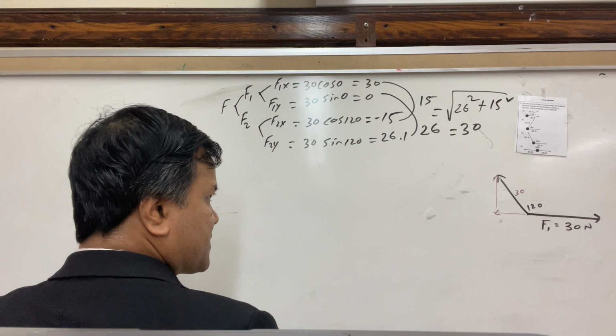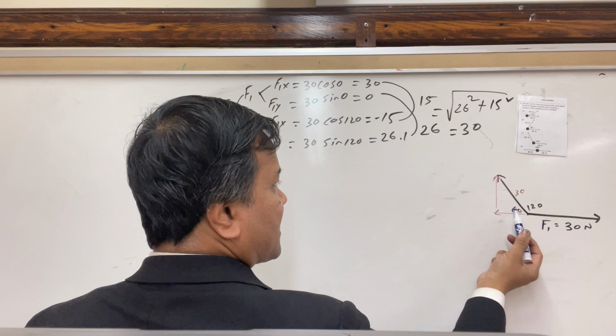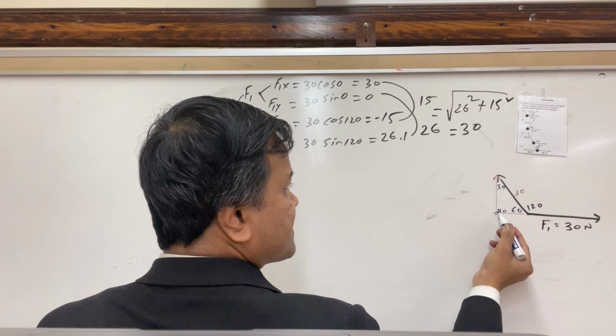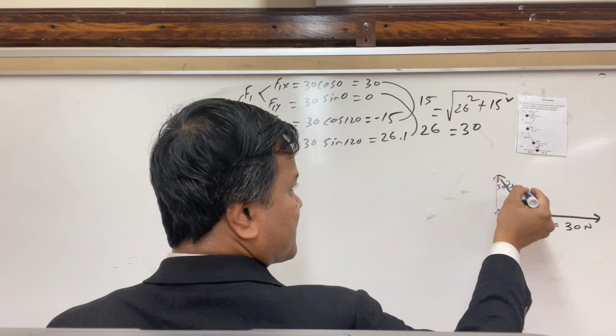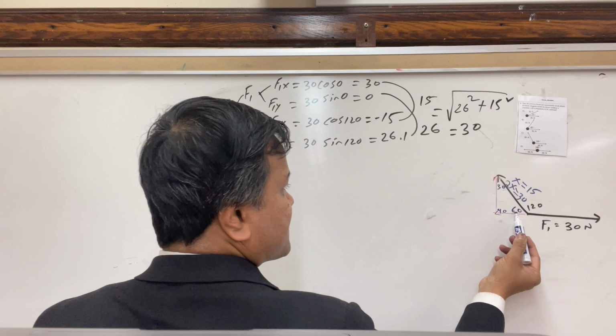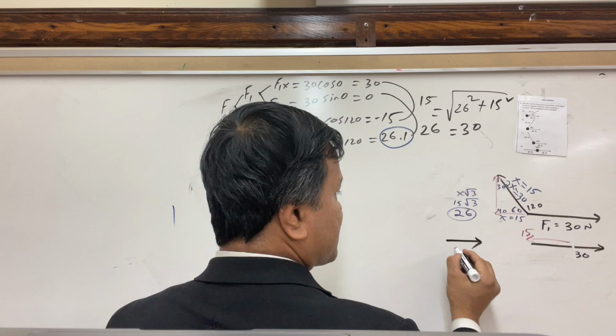If this is 60, then this must be 90 and this must be 30. If this is 90, this must be 2x. So 2x is equal to 30, so x is equal to 15. If this is 60, this must be x root 3. This is the net, which is 30 minus 15, which is 15.